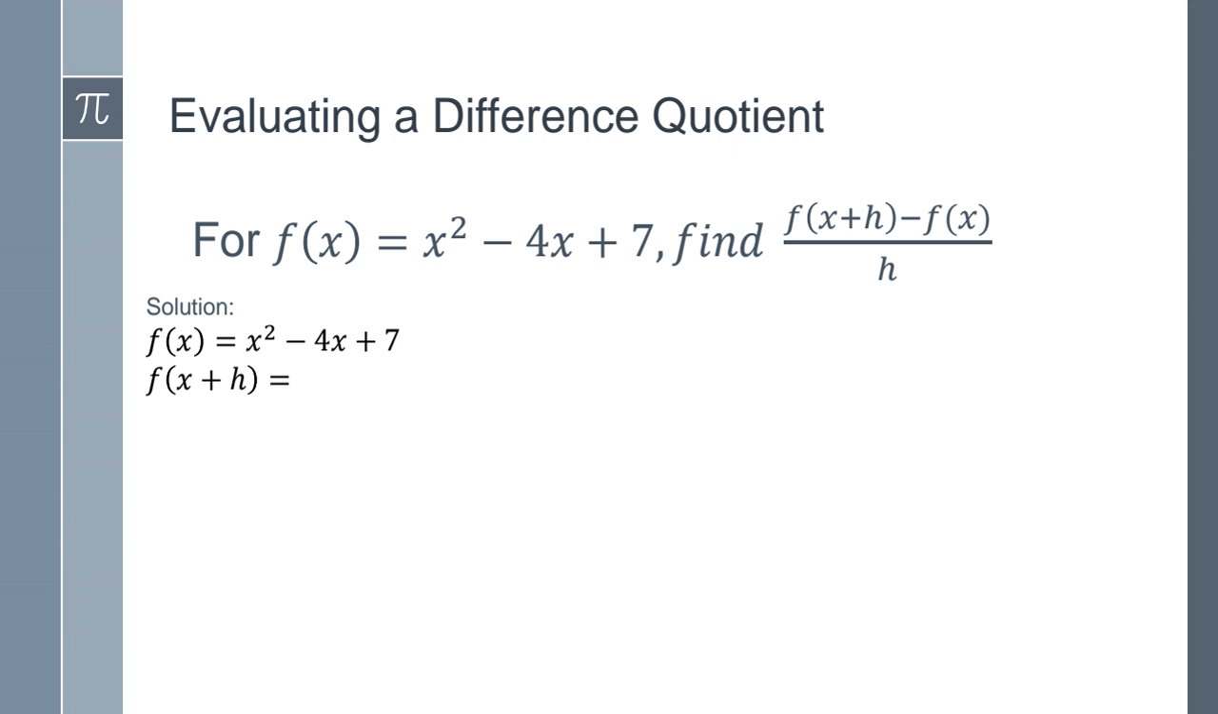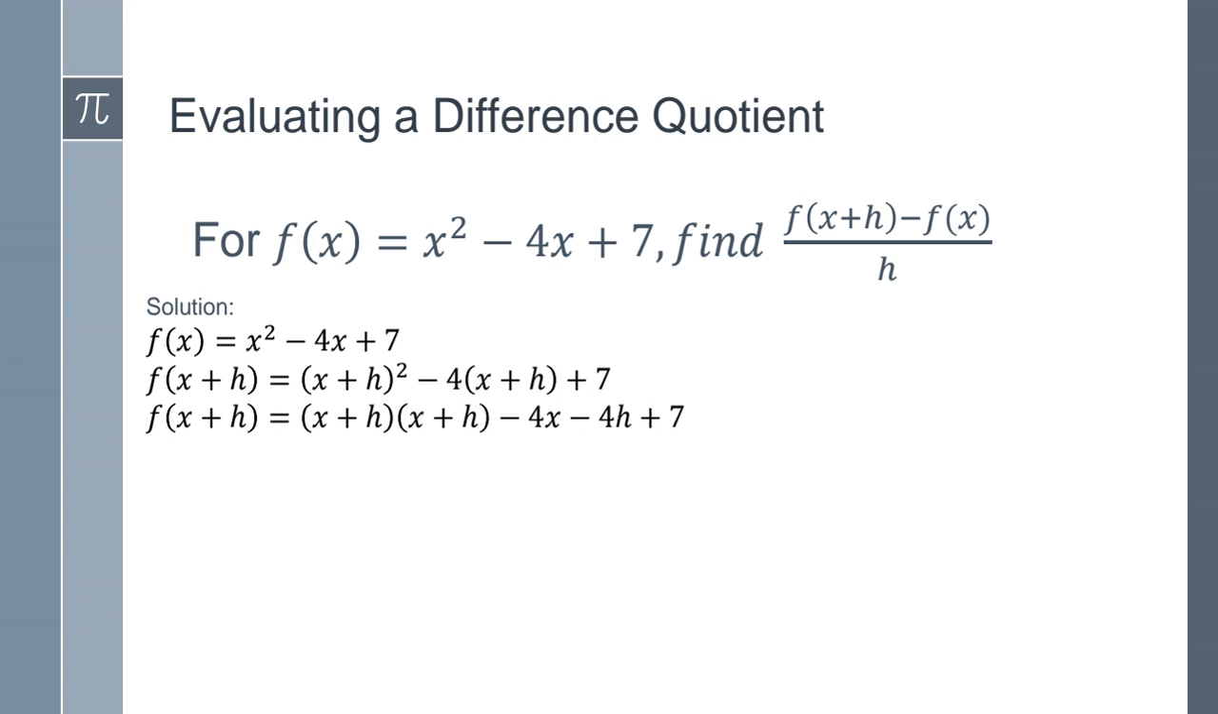Everywhere I see x, I'm going to plug in this value x plus h. Now it's in two places: the x plus h squared minus the 4 times x plus h plus 7. Okay, so the first one I can expand, the x plus h squared. That means that I have two of these guys. I have x plus h times x plus h. And then the second one, I just distribute the negative 4. Negative 4 times x is negative 4x. The negative 4 times h is a negative 4h. And then I have my constant, the plus 7.